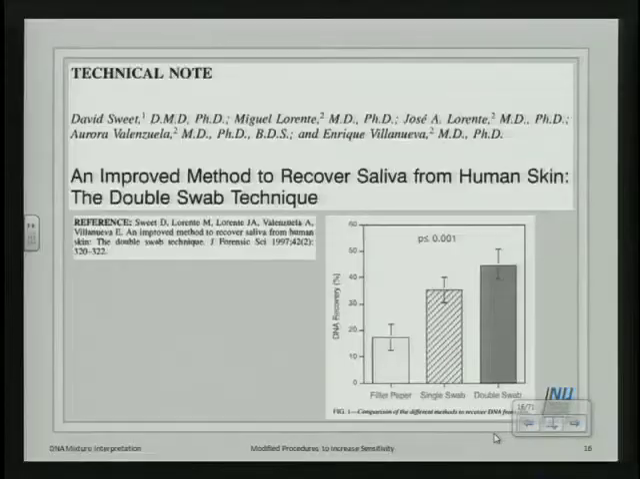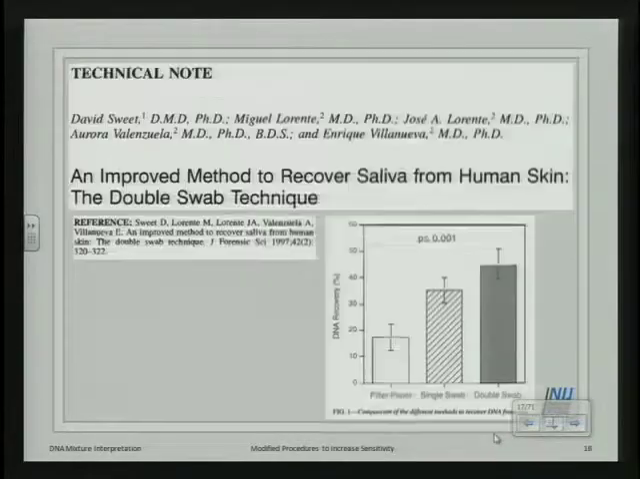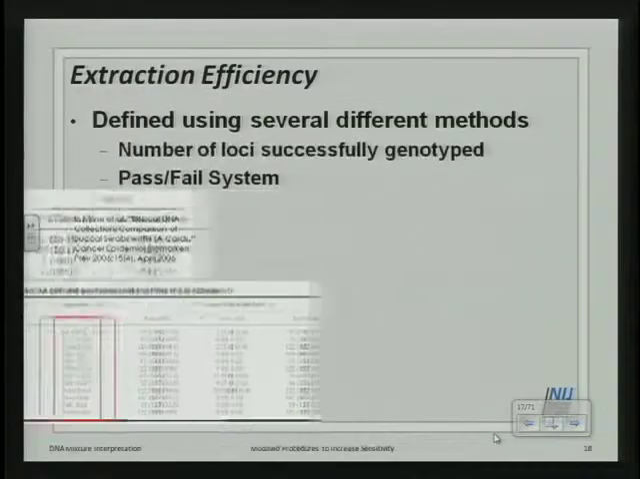Of course, we're all familiar with the double swabbing technique, and Todd likes to point this out. This was a technique that was developed to get saliva off of skin cells, and we tend to use it for every other type of collection method now. So it's certainly a classic method to collect DNA. I just lost my animation.